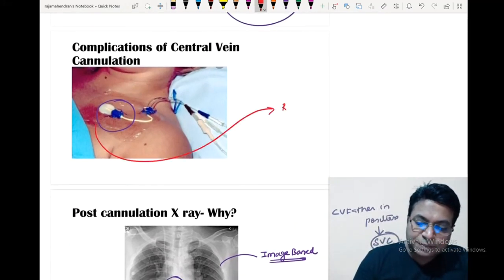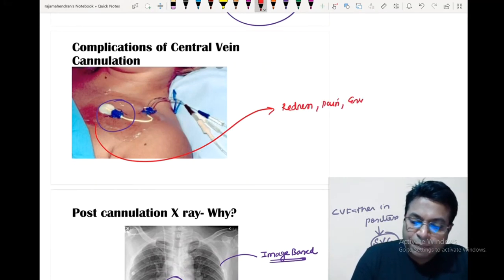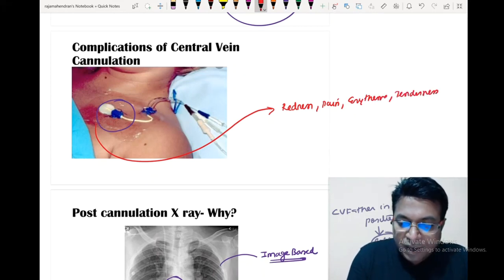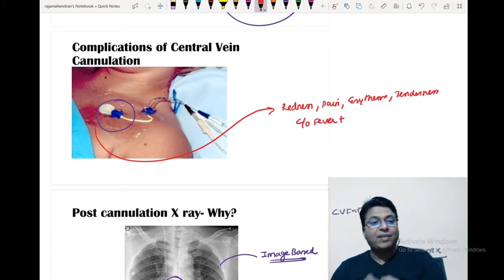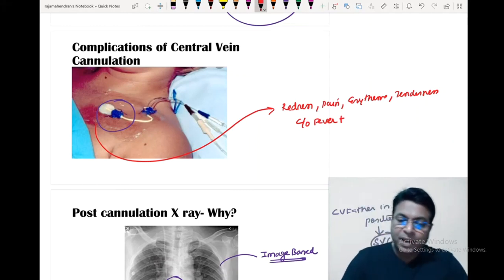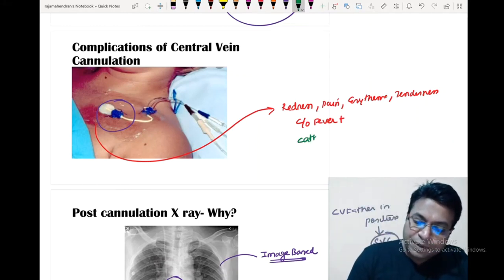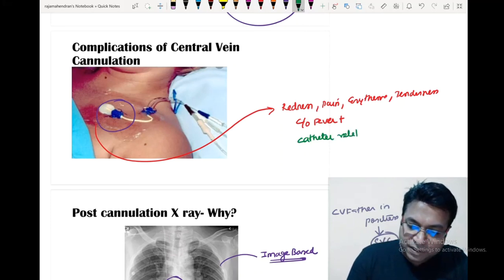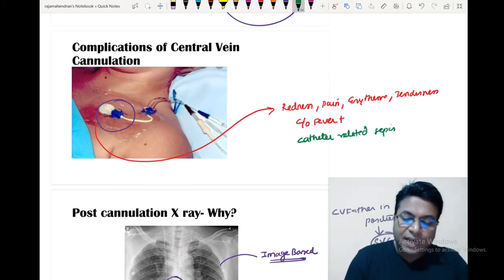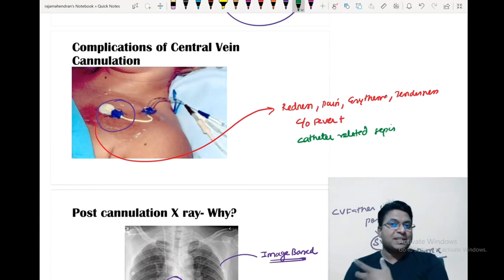There is redness, pain, erythema, tenderness at the point of central vein catheter, and the patient is complaining of fever. All these are clinical questions. A patient with a central vein catheter is complaining of fever, tenderness. What should you think of? I should think of catheter related sepsis. The catheter can cause infection because of mishandling by the staff nurse or by the others there. They may contaminate the catheter and it can cause some infection.